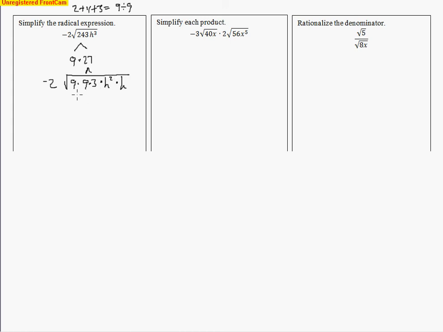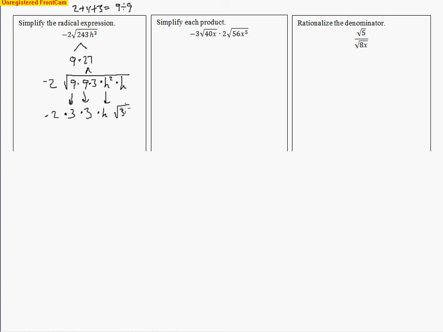So now we're going to go ahead and take the square roots of the numbers we've got that are perfect. The square root of 9 is 3. We've got another 9, so we've got another 3. Can't take the square root of 3, so we're going to leave that one there. H to the second makes h when I take its square root, and this h I cannot take the square root of.